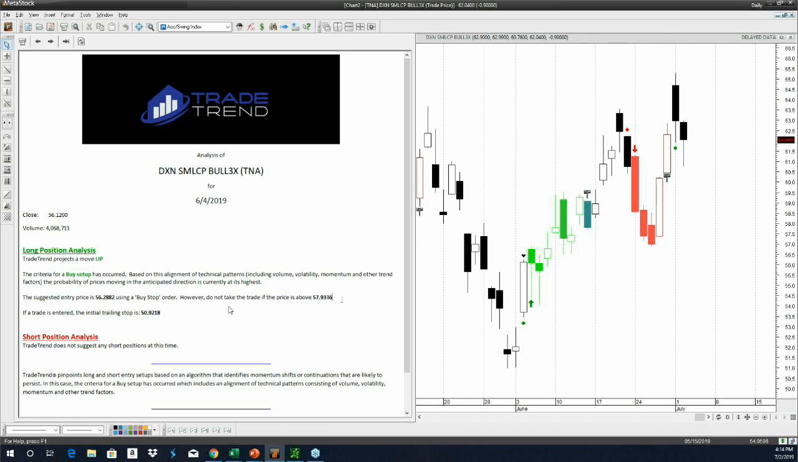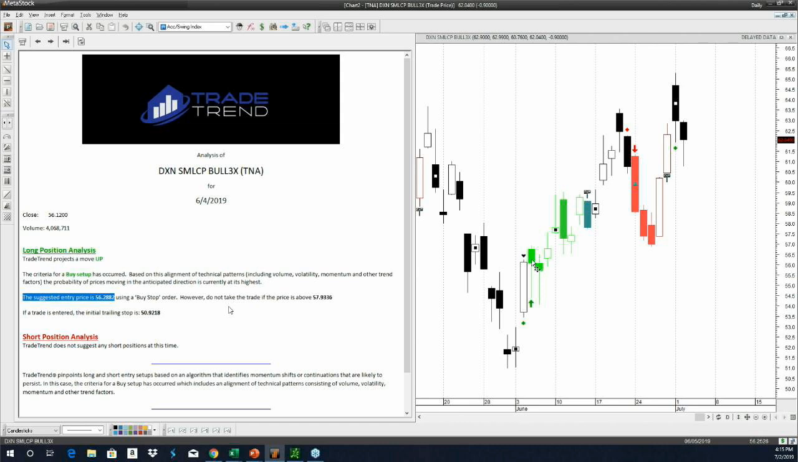It also tells us not to take an order if price trades above a certain level, in this case 57.93. So what that means is that if the market gaps up, for instance, the next day, we don't want to take the trade at an inopportune price point. We want to wait for it to retrace down to the level that TradeTrend suggests getting in, which in this case is 56.28 for this buy setup.